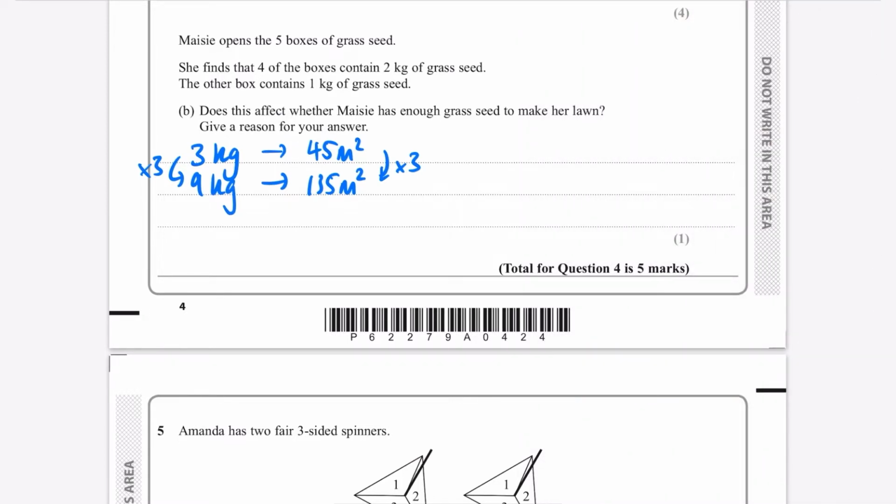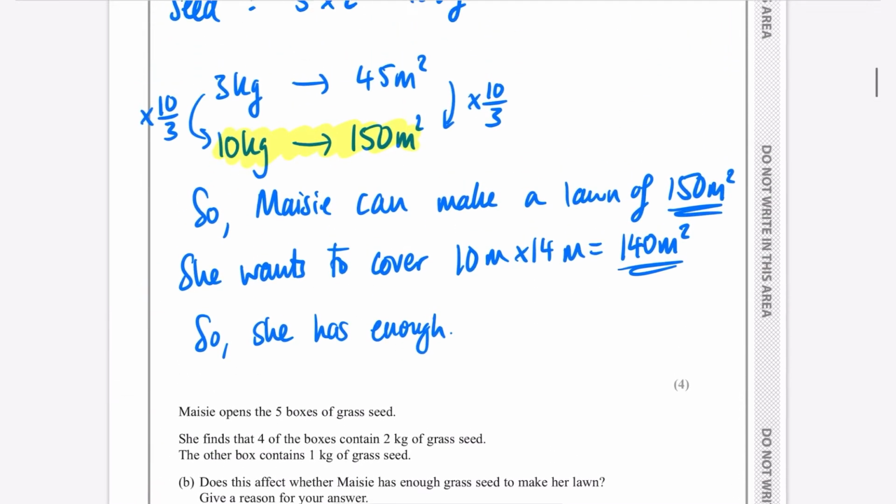So she would need 140 meters squared. So does this affect whether Maisie has enough grass seed to make her lawn? We can say yes. 9 kilograms only covers 135 meters squared. Now there's lots and lots of different ways of answering this question. This is just the way that I decided to approach it.